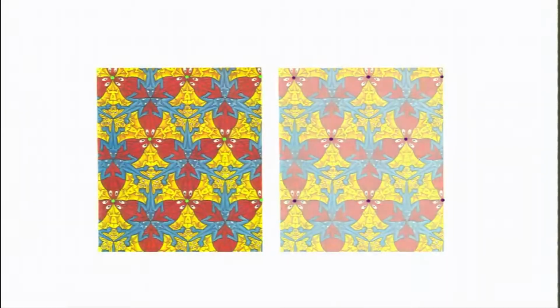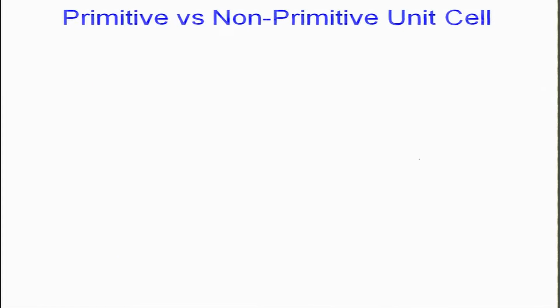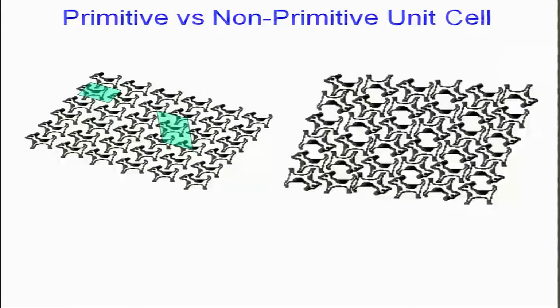So this is just an illustration of what the lattice could be. If I remove the pattern from there, this is how it will look. So I was talking about primitive and non-primitive unit cells.